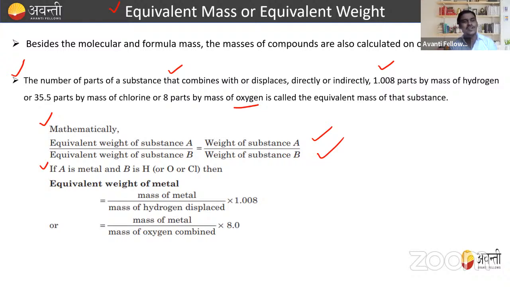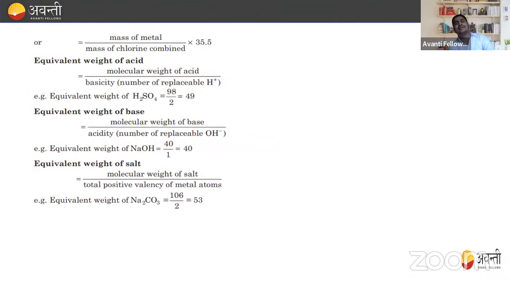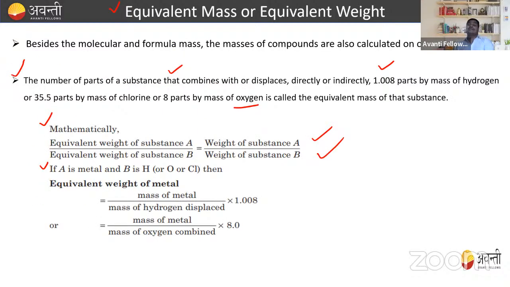The equivalent weight of the metal is equal to the mass of the metal divided by the mass of the hydrogen displaced, multiplied by 1.008, or we can also calculate it as the mass of the metal upon the mass of the oxygen combined, multiplied by 8, or we can also write it as the mass of the metal upon the mass of the chlorine combined, multiplied by 35.5. So by using these three methods, we can easily calculate the equivalent weight of a metal.